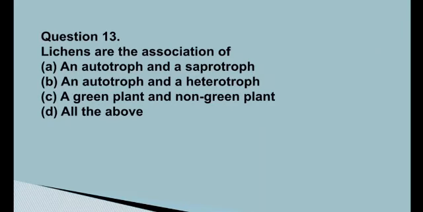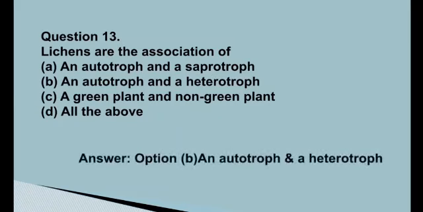Lichens are association of what? Your options are option A an autotroph and saprotrophs, option B an autotroph and a heterotroph, option C a green plant and a non-green plant, and option D all of the above. Pick out the answer very carefully, because first you need to read all the options, then pick the correct answer. So churn your brain, lick your mind and tell me the answer. Yes, lichens are the association of an autotroph and a heterotroph.